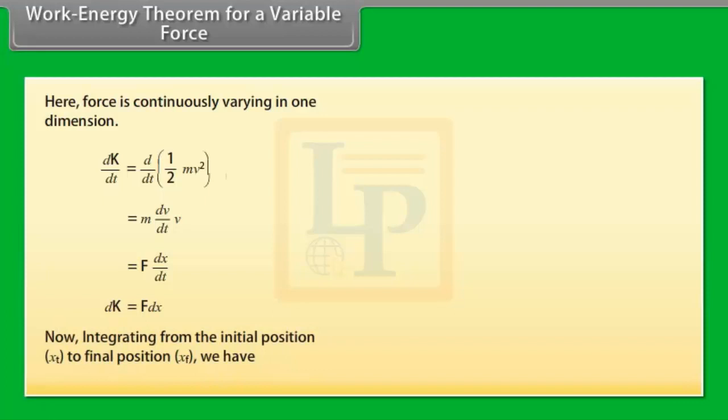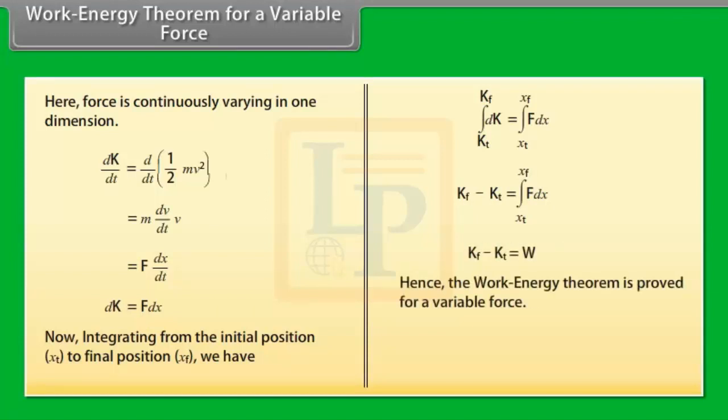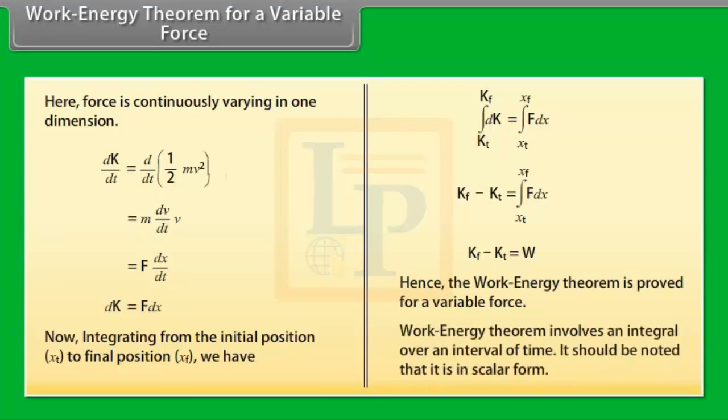Now, integrating from the initial position xi to the final position xf, we have Kf minus Ki equals work. Hence, the work energy theorem is proved for a variable force. The work energy theorem involves an integral over an interval of time. It should be noted that it is in scalar form.